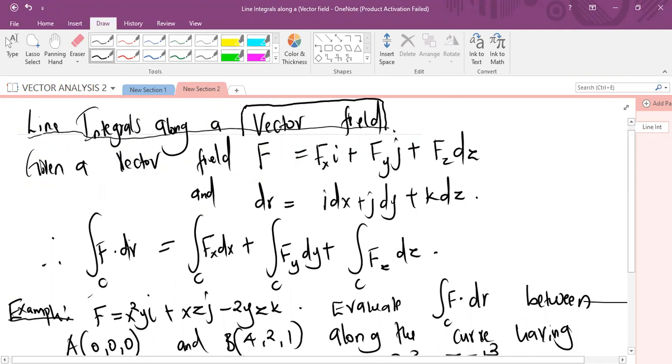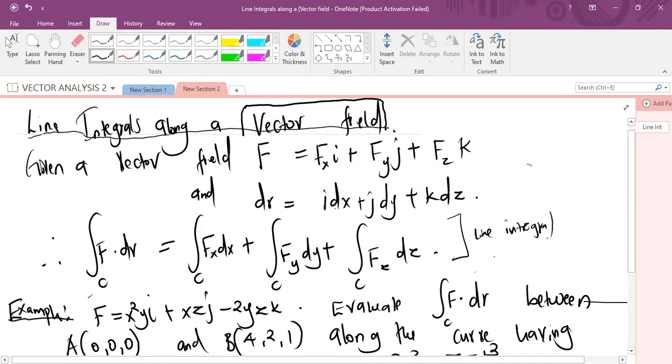Now, from the dot product, we know that if we are getting F dot dr, then coming to dot this and this, i dot i will give 1. So that's why in our final answer here, we don't have the i, j and k. j dot j will also give 1, k dot k will also give 1. So this is how we evaluate the line integral of a vector field.